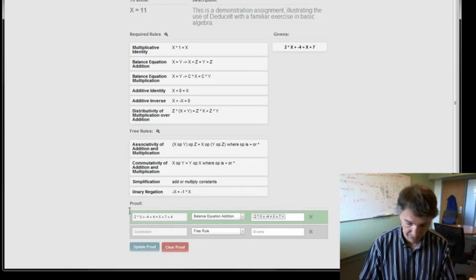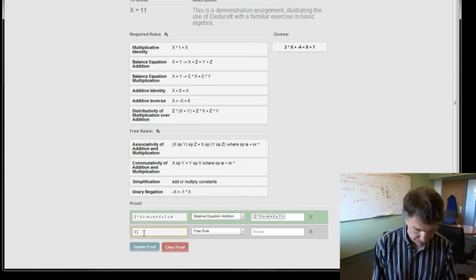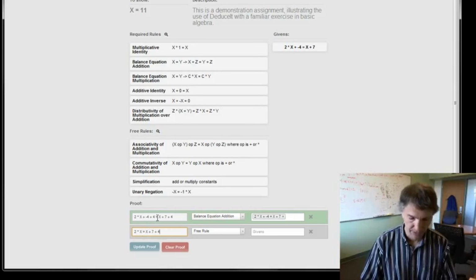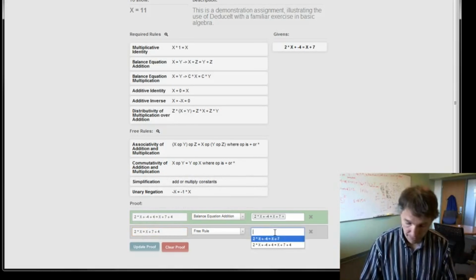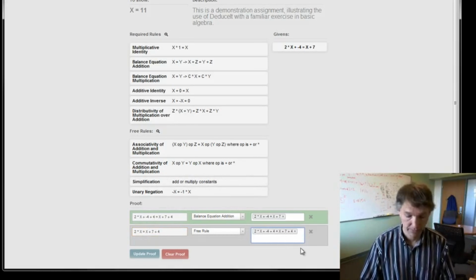Well, we could try to simplify the left-hand side here. So that's equal to 2 times x on the left-hand side. And the right-hand side, x plus 7 plus 4. And we think we can do this here because 4 plus negative 4, well, that's just adding constants, and that's one of our free rules. Okay, so we're allowed to add up constants, and getting the 0 there should be something we can do for free. All right, and that follows from our previous step. So we select that, and now we can do an update.